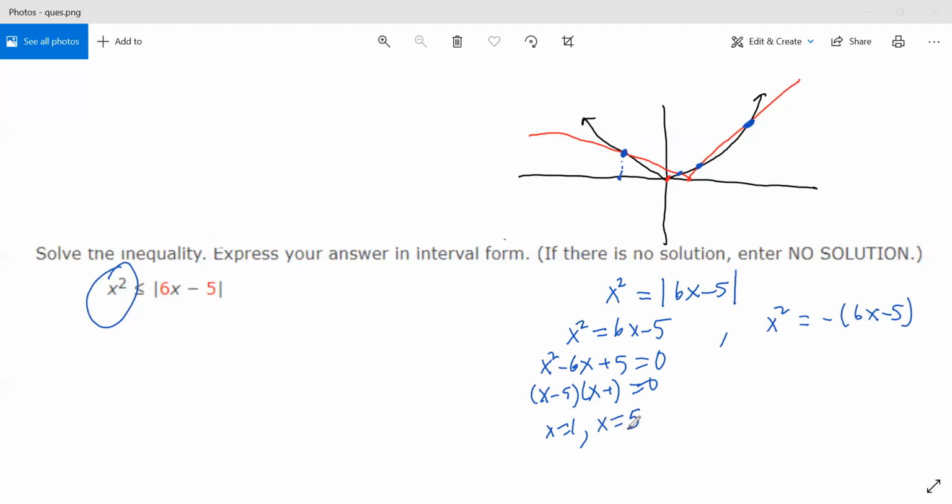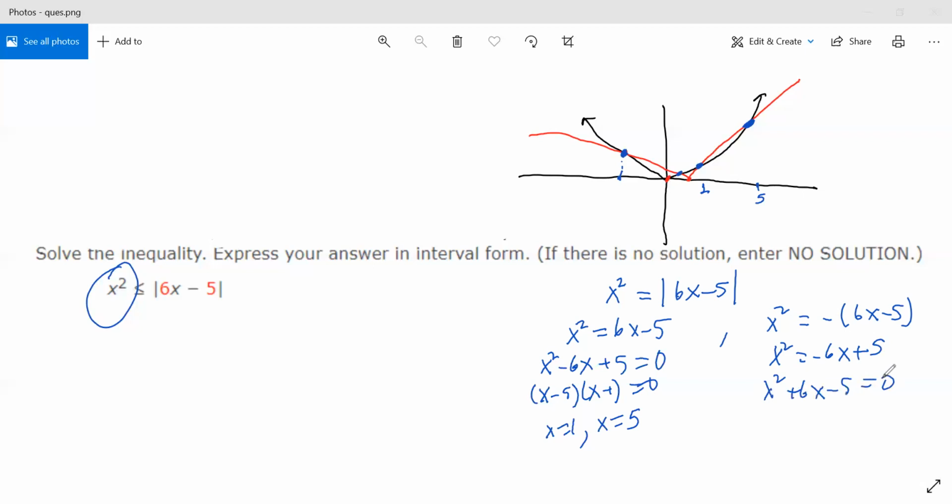And it looks like we will have 1 right here and 5 right here, right? This is 1 and this is 5. We're still going to compute the other one. So the other one will be x squared equals negative 6x plus 5. Move everything to the left. That's x squared plus 6x minus 5 equal to 0.